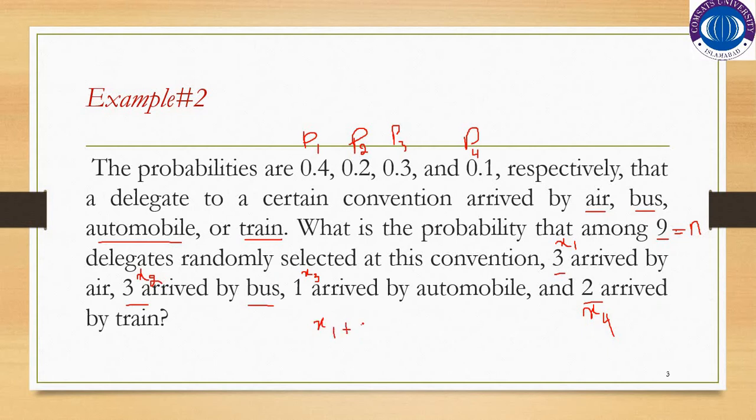According to the multinomial, X1 plus X2 plus X3 plus X4 should be equal to n. Here we are stopping at X4 because we have only 4 categories: air, bus, automobile and train. So X1 is 3 plus X2 is also 3, X3 is 1 and X4 is 2, which is equal to 9, and n is 9.